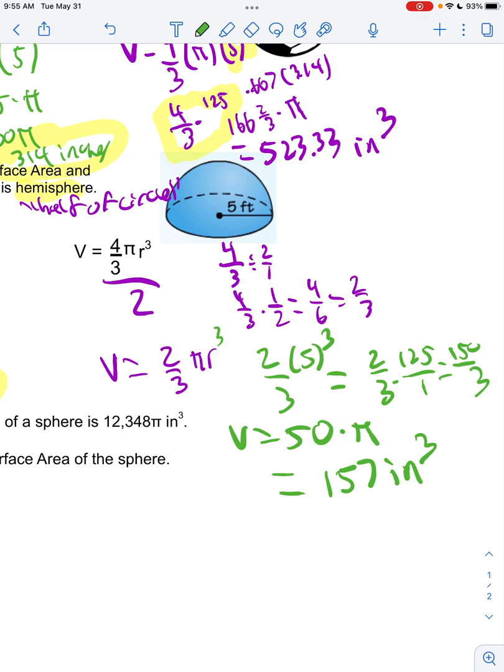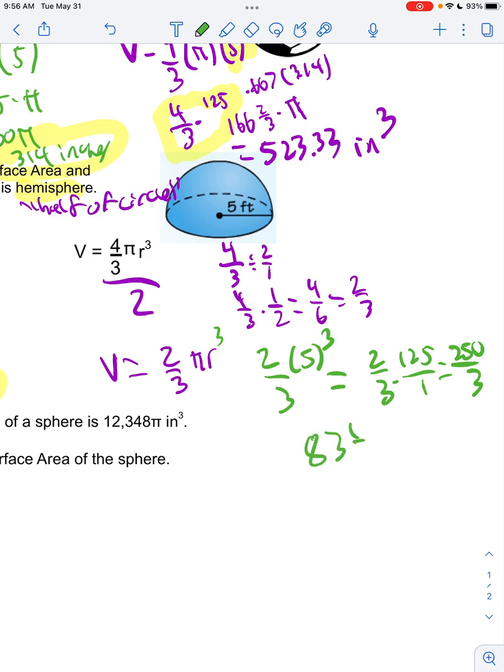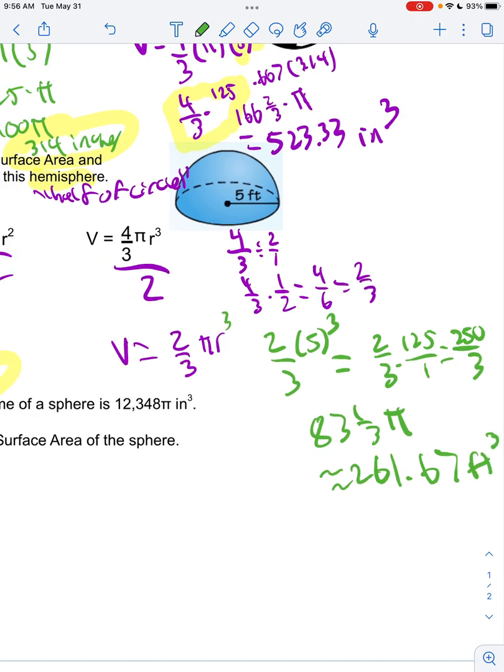2 times 125 is not 150, Mr. Larson. You get 250 over 3. Dividing this by 3, we get 83 1/3 pi. And if I were to multiply this, 83.333 times 3.14, I get about 261.67. And that would be feet cubed.